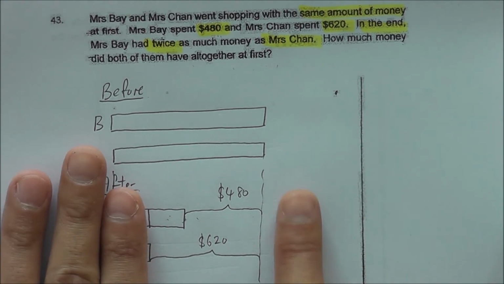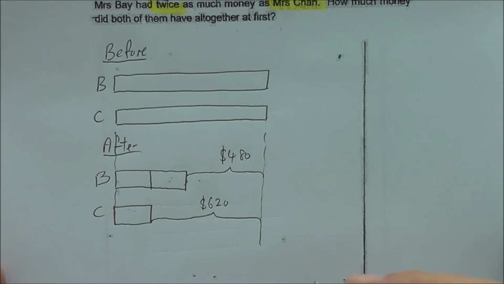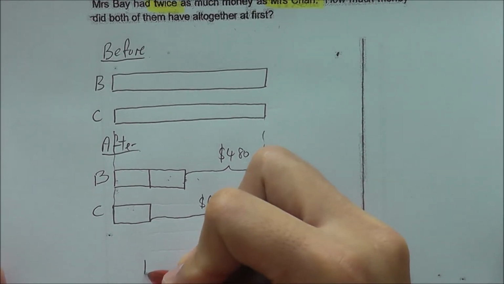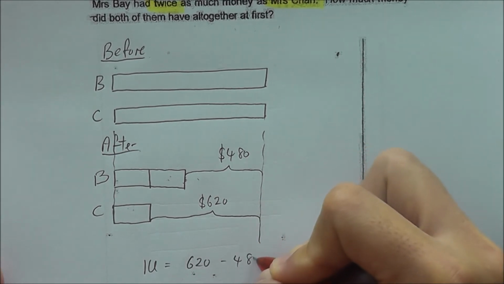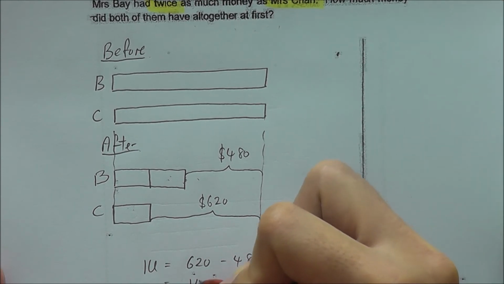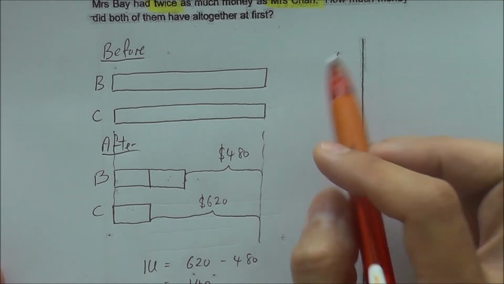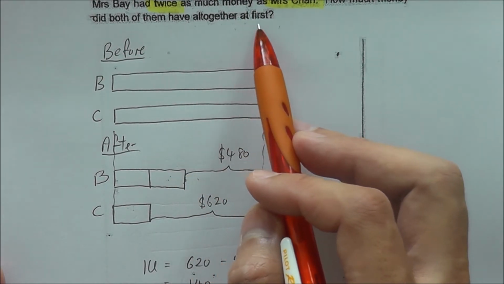Okay guys, so if you look at this, right, are you able to find out what is 1 unit? Okay, if you just look at this, can you see that 1 unit is just 620, take away 480? Okay, so of course we are ready to continue. So 1 unit will give you 620 minus 480. I will get 140.